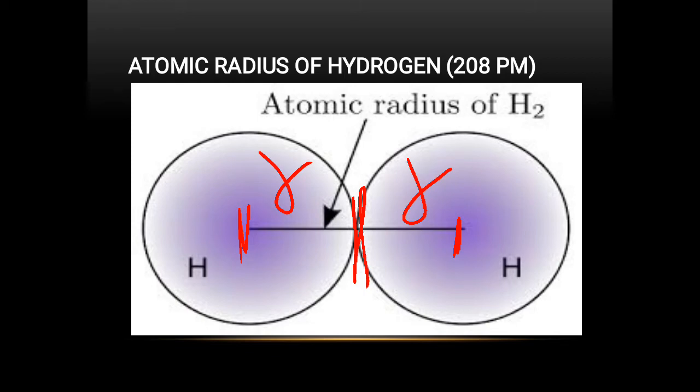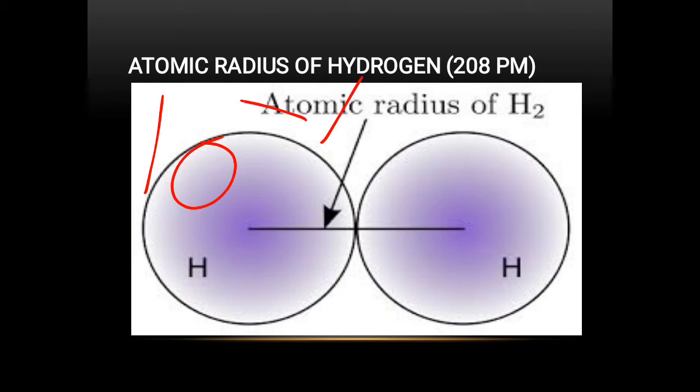Now you must be surprised by this new unit of length. You know what a picometer is? Picometer is a unit of length, which means 10 raised to the power minus 12 meter. You must be wondering why such a low value? Because the atom is very small and its radius is an even smaller length. That's why a smaller unit is used here.